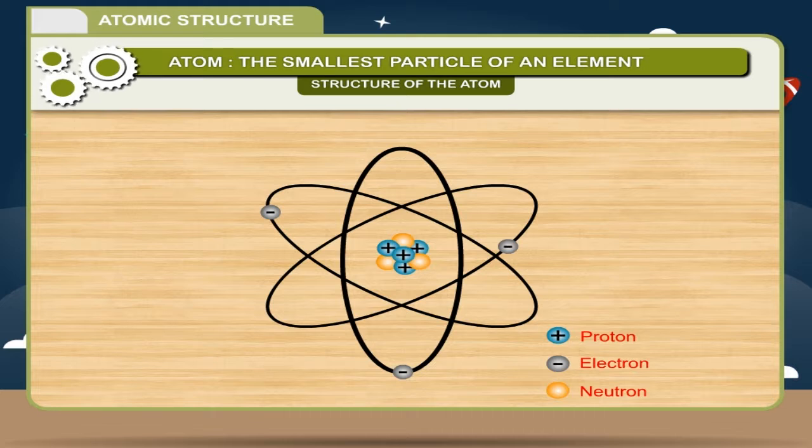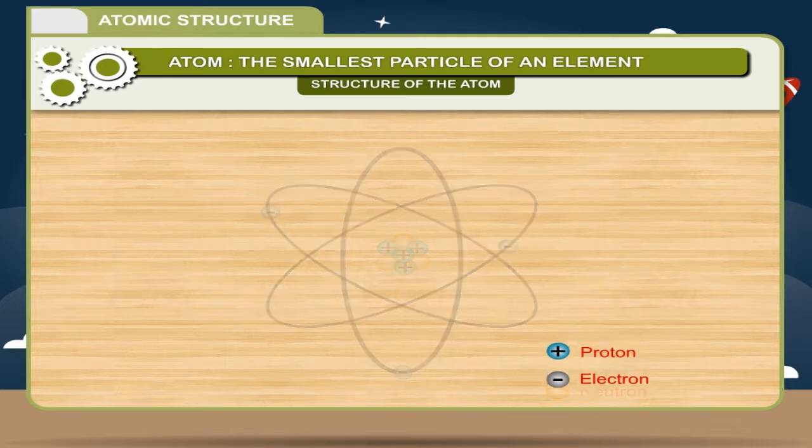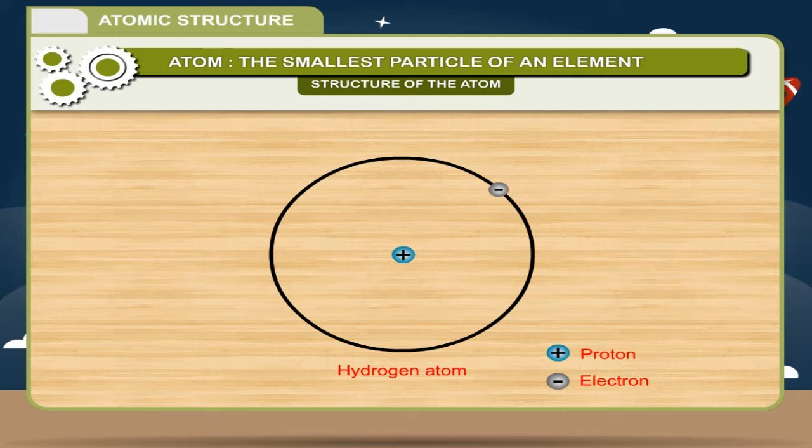The protons and neutrons cluster together in the central part of the atom, called the nucleus, and the electrons orbit the nucleus. A particular atom will have the same number of protons and electrons, and most atoms have at least as many neutrons as protons. The hydrogen atom is unique in that it only has a single proton and no neutron in its nucleus. The electron is a negatively charged particle that spins around the outside of the nucleus.